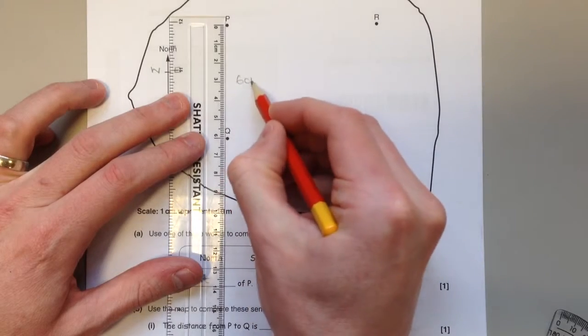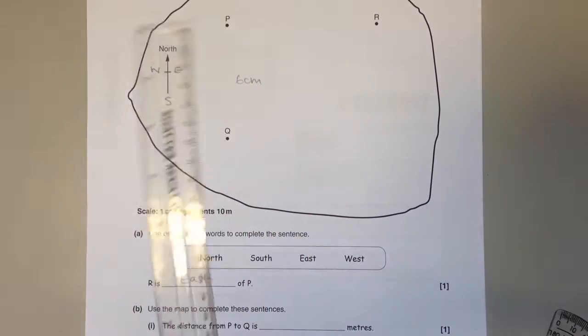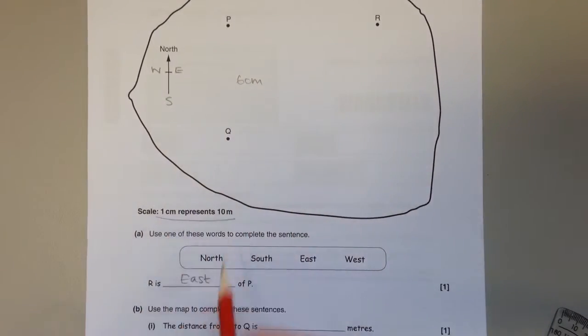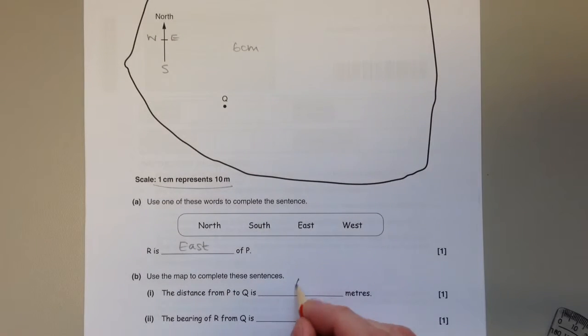The distance between them is 6 centimeters on the map. Using the scale, if 1 centimeter represents 10 meters, then 6 centimeters must represent 60 meters. The bearing of R from Q.